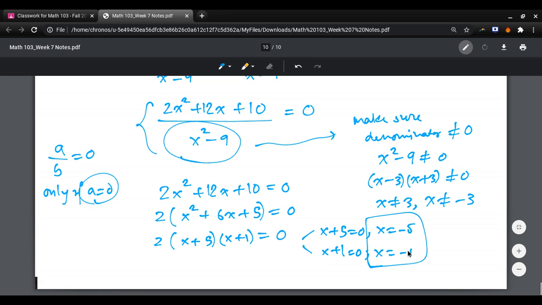So that's my solution. Now let's say in an example, I end up with a possible answer of 3. Then I would have to ignore that answer because I already stipulated that x cannot be 3 or negative 3, because that makes the denominator 0.